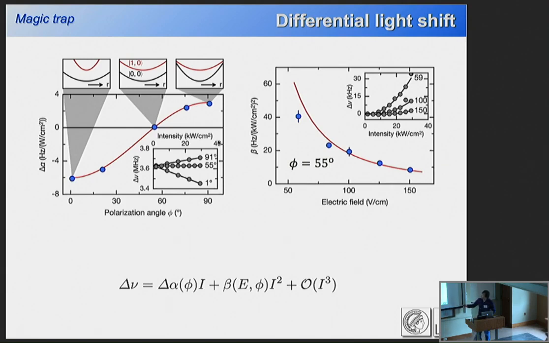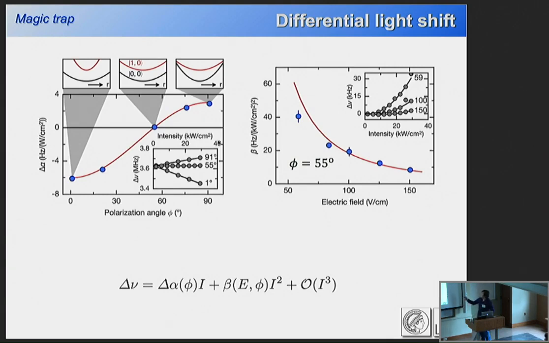But if you zoom in, sorry, maybe I should first introduce how to measure this. To measure this, we measure the transition frequency versus the light intensity, and the slope gives you the differential polarizability. So if you zoom in on the magic angle, you can see the second order dependence. With a small electric field, this curvature is large. Eventually, this will limit your coherence time.